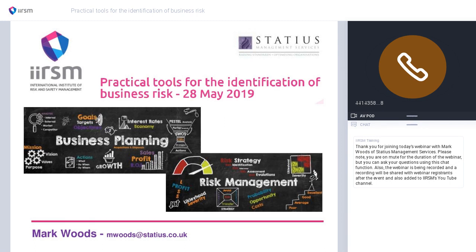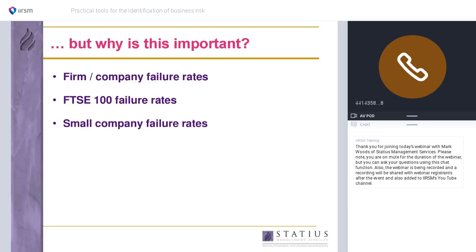I hope you'll enjoy the session, and I sincerely hope that I'll be able to help with practical tools for the identification of business risk. But first, I think there's a question: why is this important? I'd invite you to think about a couple of questions as we progress through this, and we'll come back to these at the end. Additionally, you might like to think about it in two ways: failure rates for big companies and failure rates for small owner-managed companies.